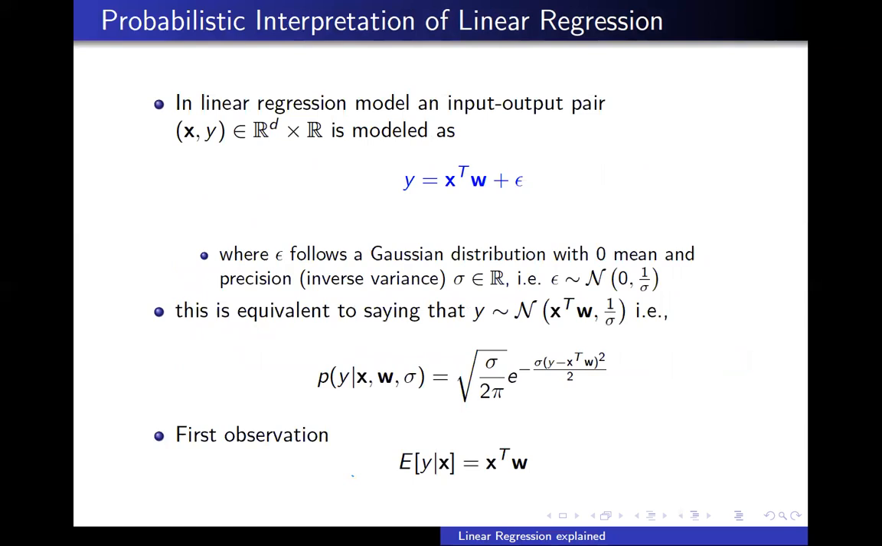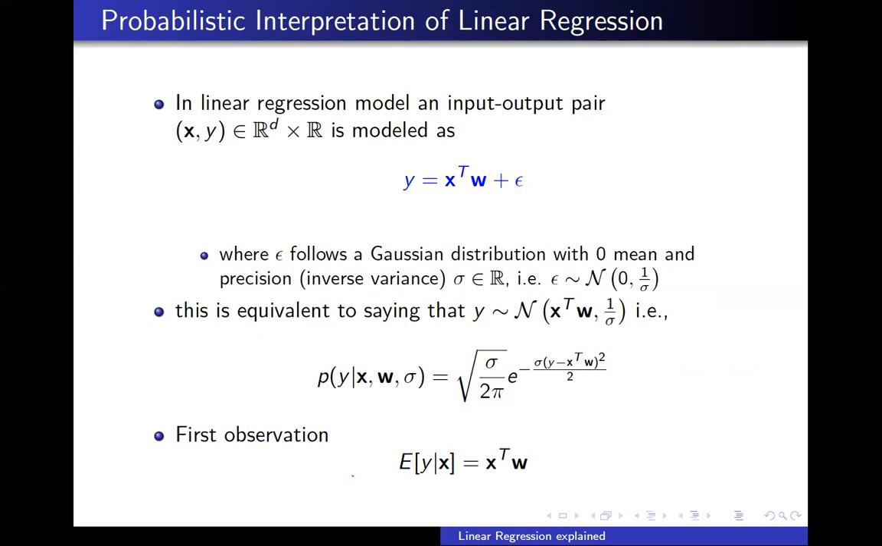So the first thing is this probabilistic interpretation. Remember our linear regression model, the input-output relationship we described at the beginning: you have a linear model given by X transpose W, that is a linear combination of all the features, plus this epsilon, which is the error term. This epsilon follows a Gaussian distribution with mean 0 and variance 1 over sigma. Typically we define the inverse of the variance to be the precision.